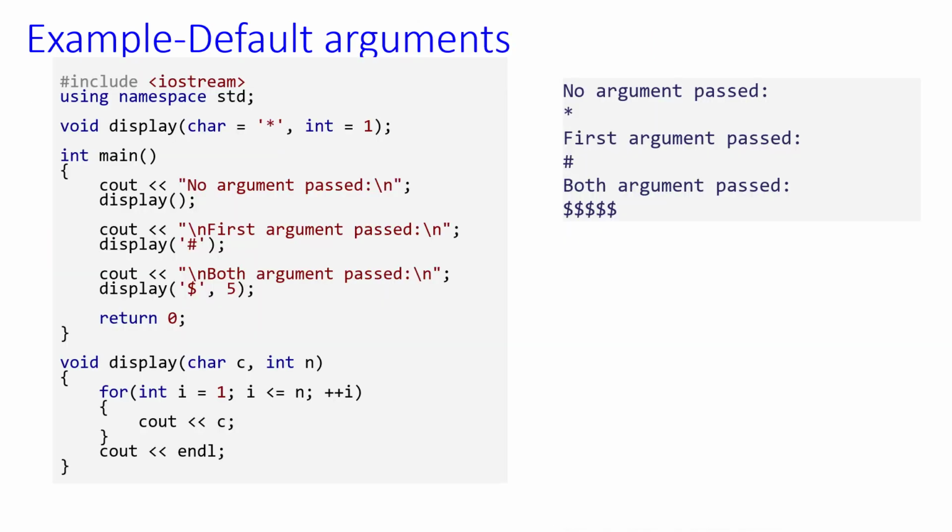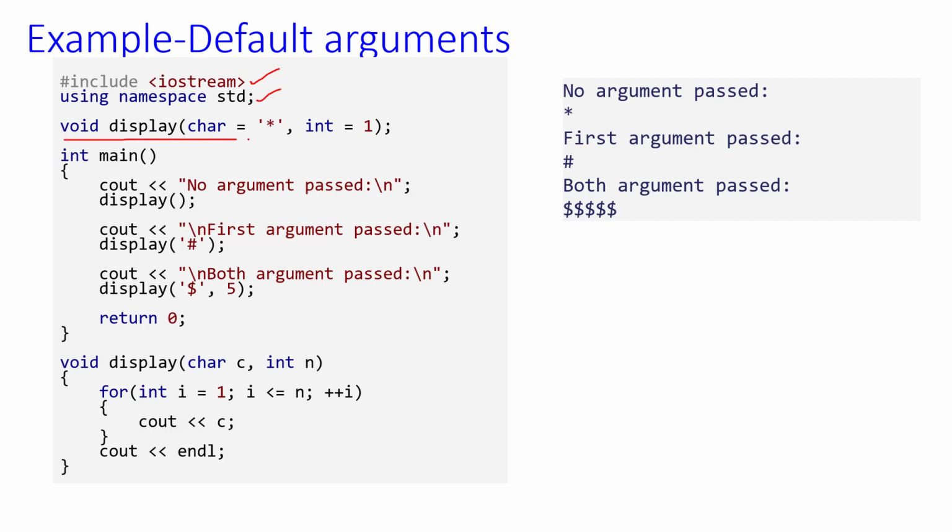Okay. We will see a problem of a default argument. This is something very special. In the case of default arguments, you have the #include <iostream>, using namespace std, which is common for all the programs.